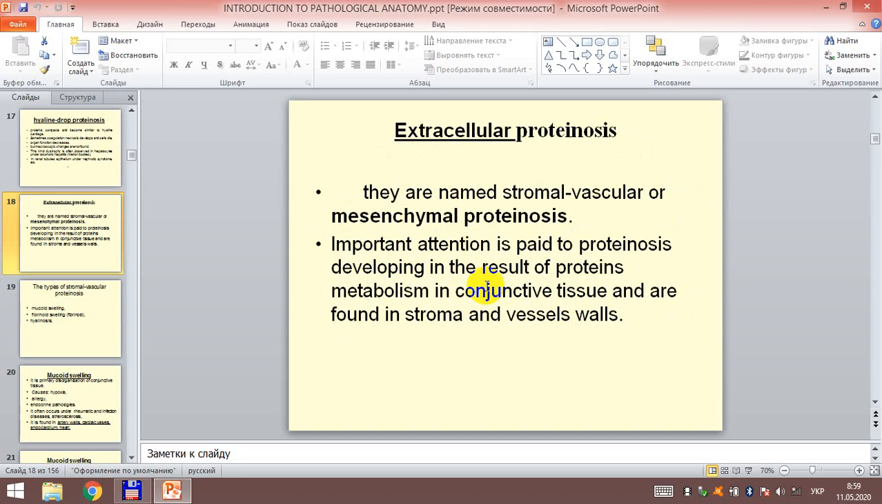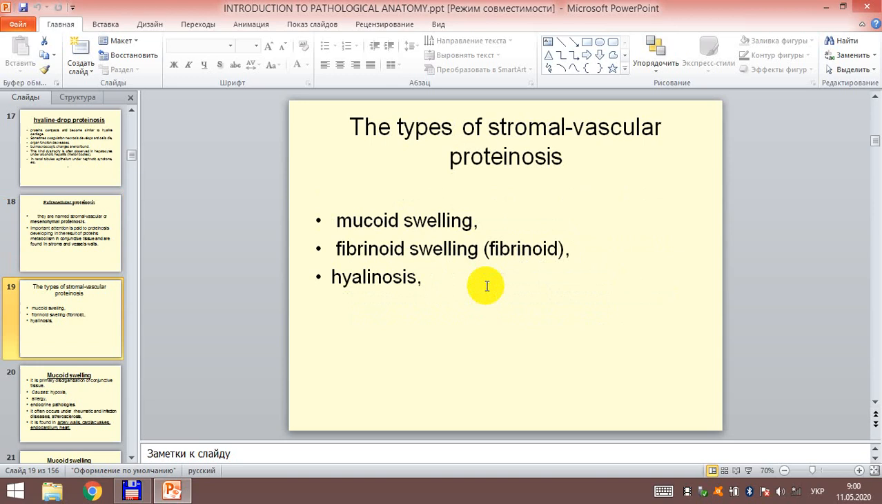Next variant of dystrophy, extracellular proteinosis. They are named stromal vascular or mesenchymal proteinosis. Important attention is paid to proteinosis developing as a result of protein metabolism disturbance in connective tissue, found in stroma and vessel walls. The types of stromal vascular proteinosis: mucoid swelling, fibrinoid swelling or fibrinoid, hyalinosis.